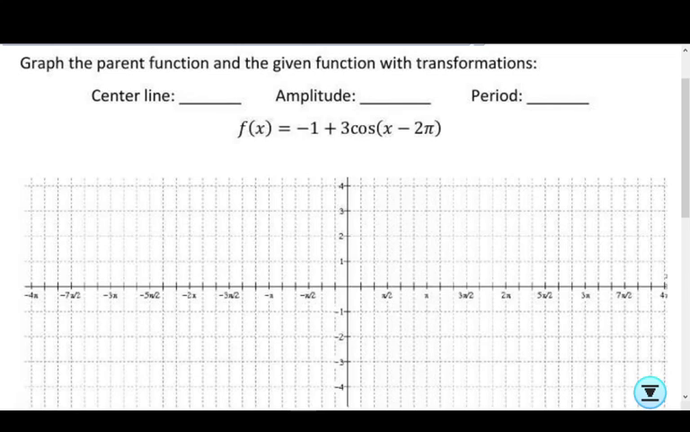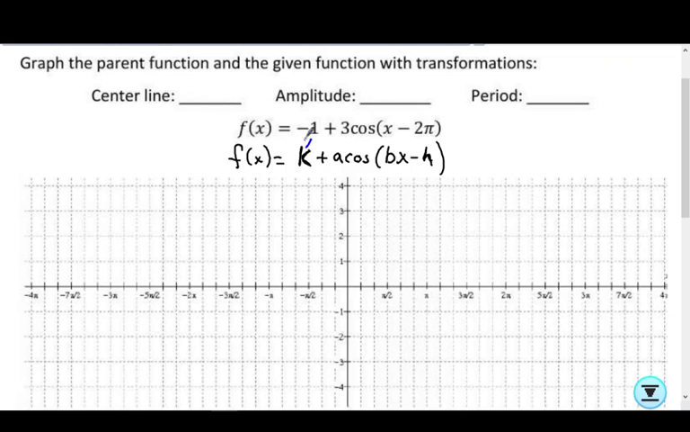Okay, so we're graphing sine and cosine. If you're following what I'm asking you to do, the first thing I'm going to do is write the equation here with all of the transformations. Having this here will tell me what each one of these numbers is going to do to my function.